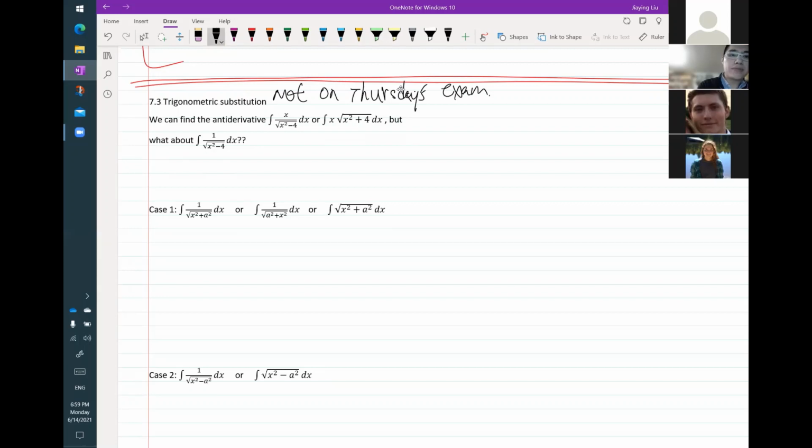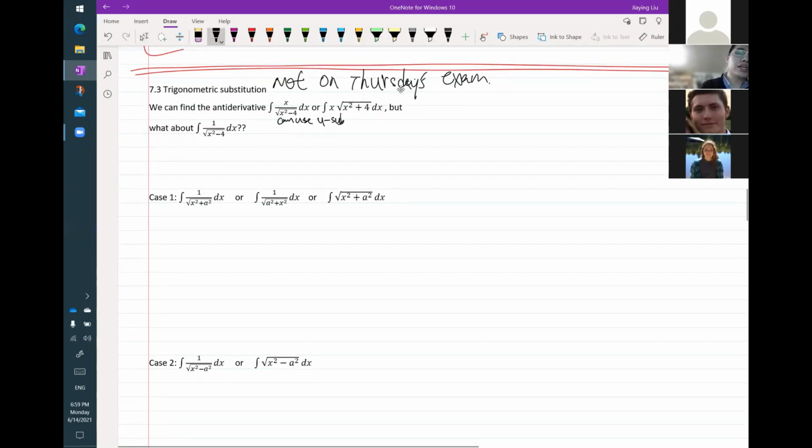For example, if we have the integral of x over the square root of x squared minus 4 in the denominator dx, we could just use u-substitution there to find the integral. Or if we have x times the square root of x squared, we can use u-substitution there. But if we have just 1 over the square root of x squared minus 4 dx, we cannot use u-substitution. Well, we can try, but it's going to introduce a new term, which may be complicated to solve. So direct u-sub may be complicated.